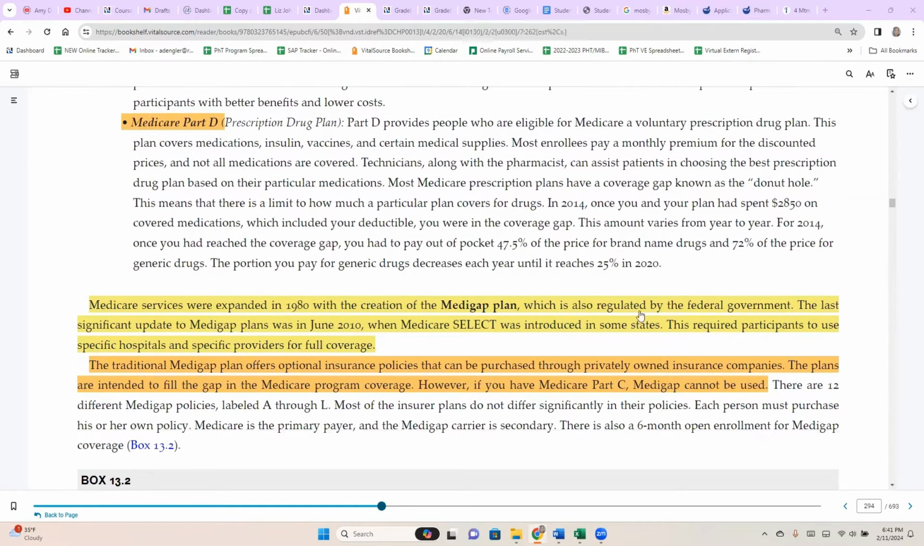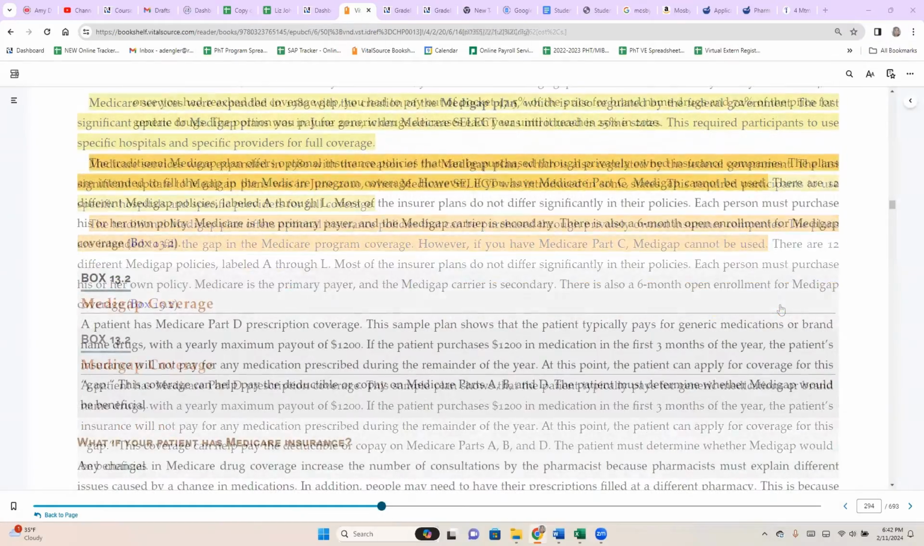Medicare services were expanded in 1980 with the creation of Medigap plan, which is also regulated by the federal government. The last significant update to Medigap plans was in June 2010 when Medicare Select was introduced in some states. This required participants to use specific hospitals and specific providers for full coverage.